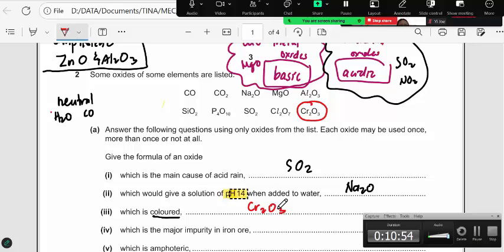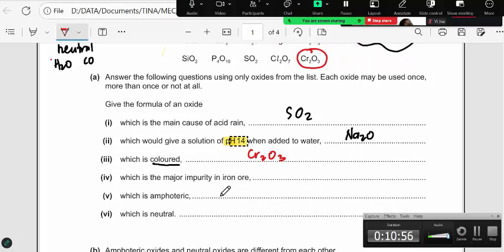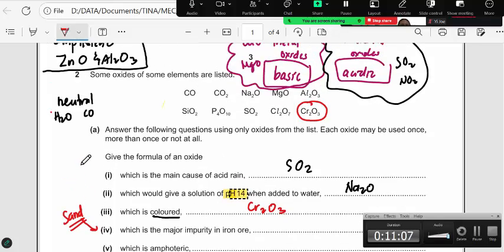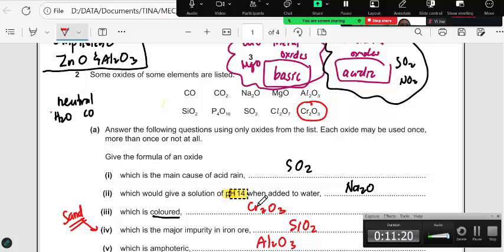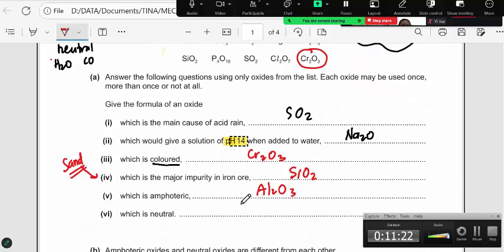Finally, this one. Major impurity of iron ore. Iron ore means you dig in the soil, you get iron. The impurity is sand. Can you tell me which one is sand here? Yes, silicon(IV) oxide is sand. The one that is amphoteric, I literally just told you, is aluminium oxide. And neutral, can you tell me which one is neutral? Carbon monoxide.